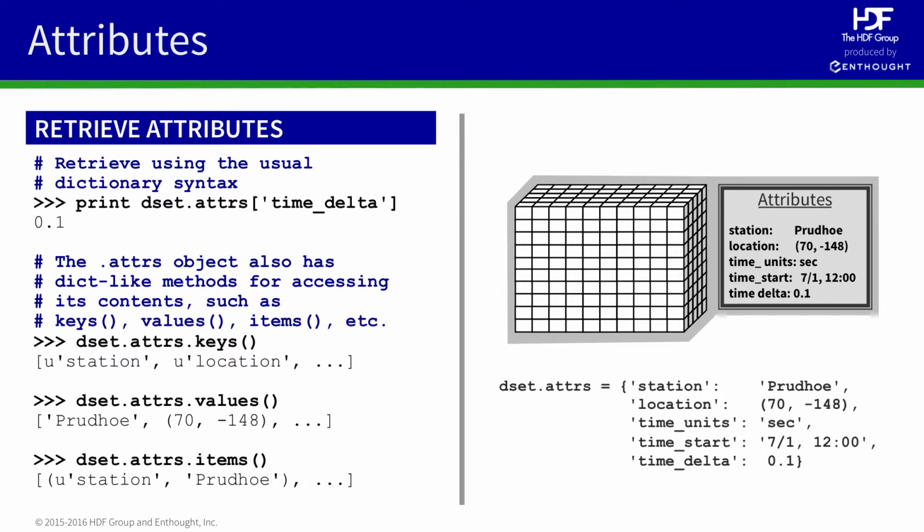We also have access to a number of other dictionary-style methods. For example, we can use the .keys method to return a list of all the attribute names. We can use the .values method to return a list of all the attribute values, and we can use the .items method to return a list of tuples containing the names and the values. In this way, we can treat attributes attached to an HDF5 object in a very Pythonic way.